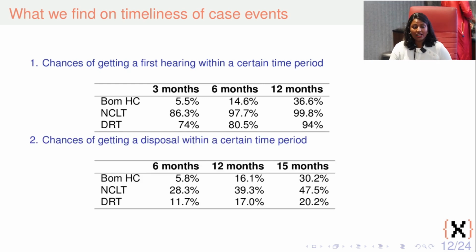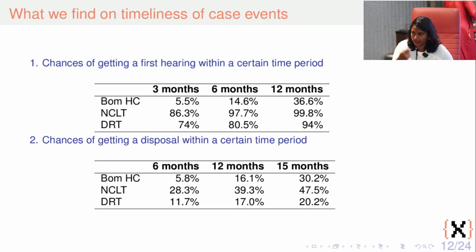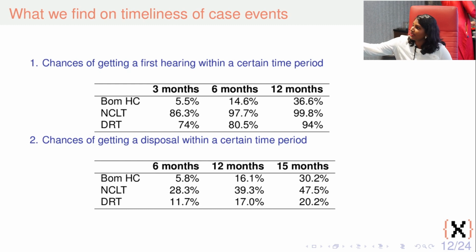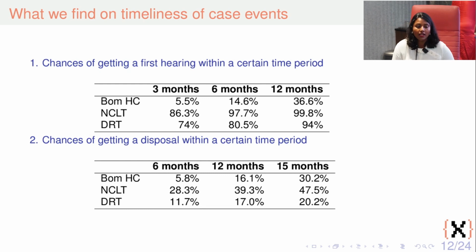Second, what are the chances of getting a disposal within a certain time period? If you look at the Bombay High Court, it's similar to the first hearing: within 6 months of filing a case, there's a 6% chance of getting a disposal at the Bombay High Court. So this is, I think, Amol's point, right? There are times when a matter is getting disposed of within one hearing itself. So that seems to be happening in the case of Bombay High Court.